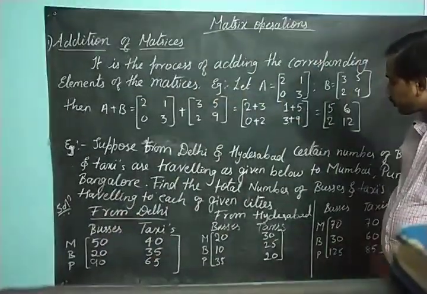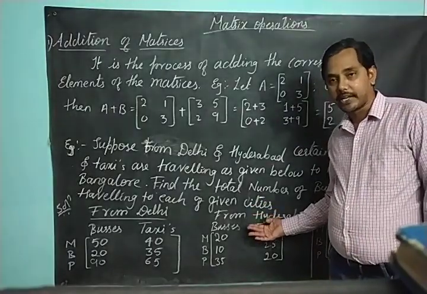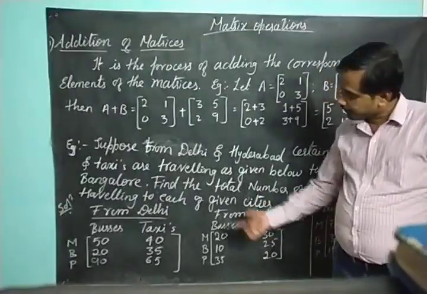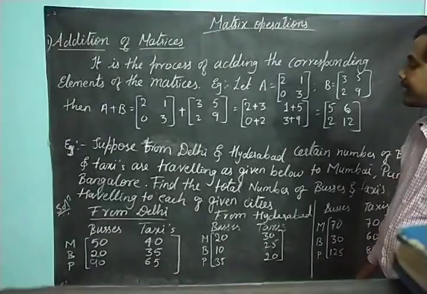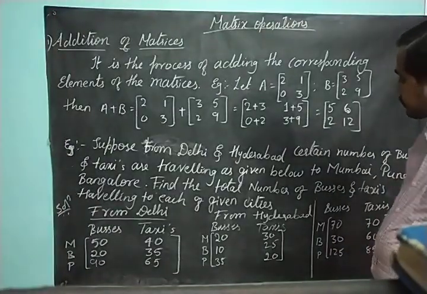Fine. So here also the same kind of data is given, but this is from Hyderabad. Similarly, here also the data are given. Now what should we find?